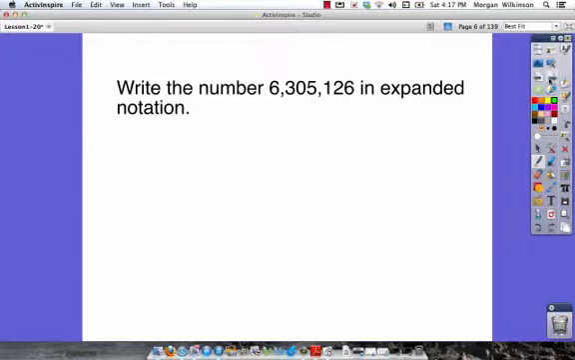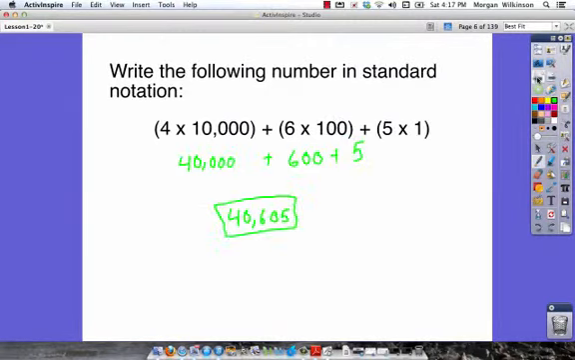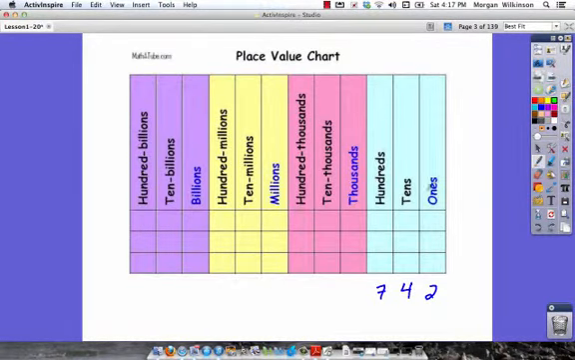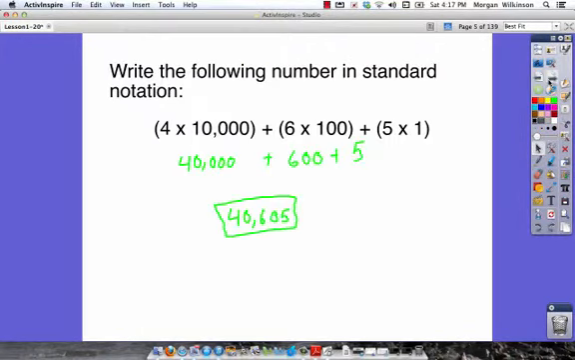Now we want to do the opposite. We want to write the number 6,305,126 in expanded notation. So if we think about place value again, we can quickly scroll back to that page with our place value. We've got ones, tens, hundreds, thousands, 10,000s, 100,000s, millions, 10 millions, 100 millions, billions, 10 billions, and 100 billions. Let's go ahead and think about that as we solve our next problem.